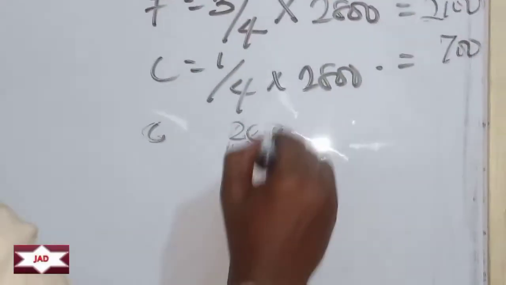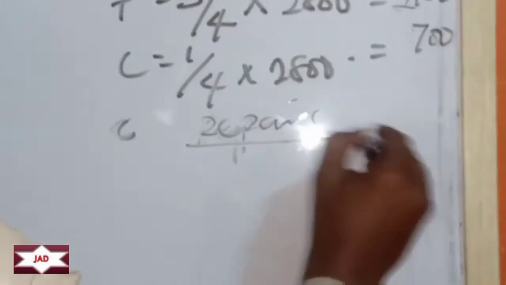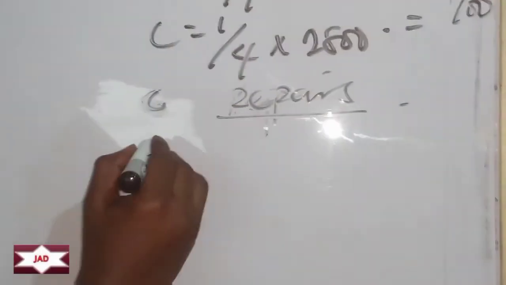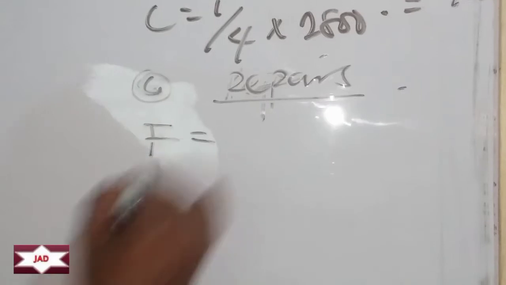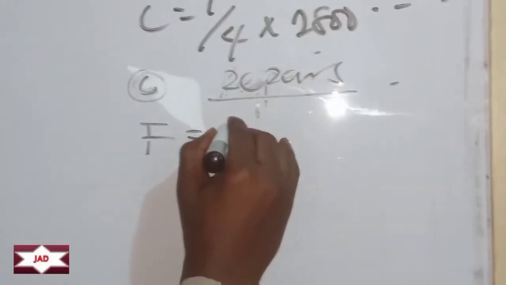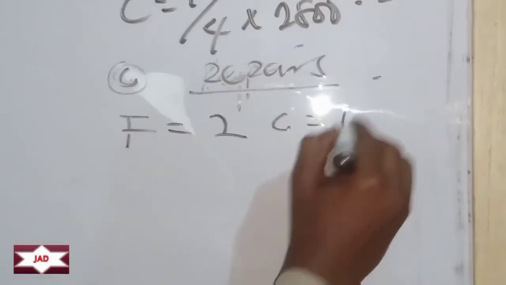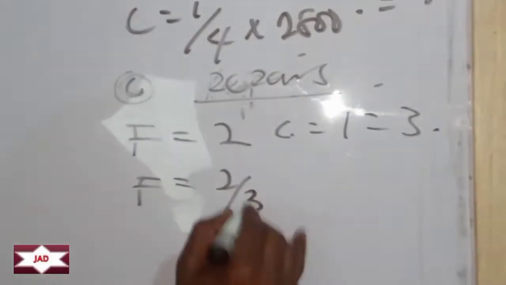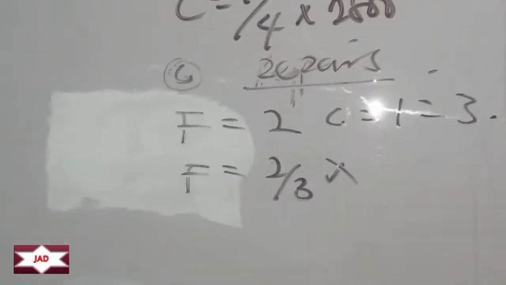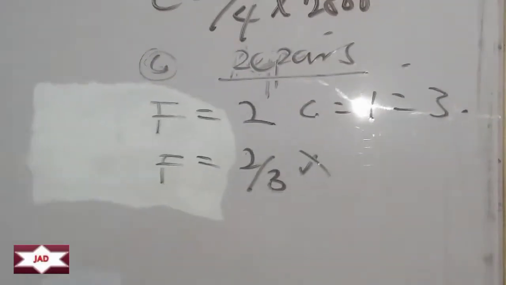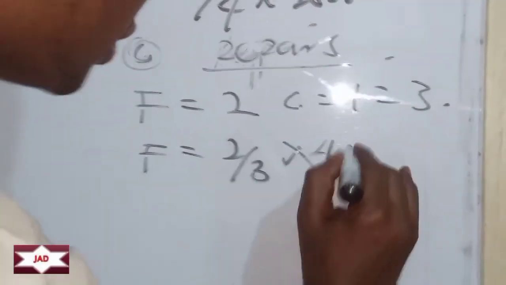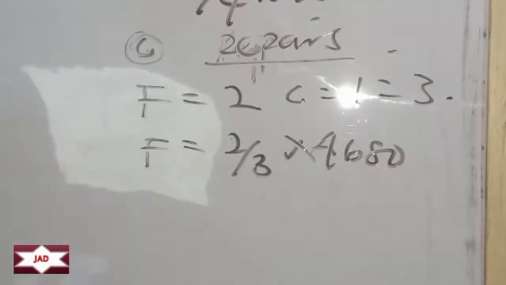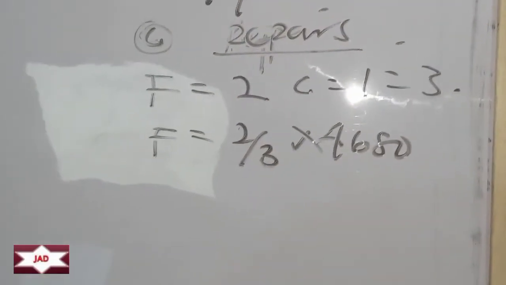So we say C. Repairs. Okay, so footwear, say the ratio 2 to 1. Footwear is 2, clothing is what? 1. That's 3, Abby. So footwear will be equal to what? 2/3 times how much? 4,680. So what's the total there?